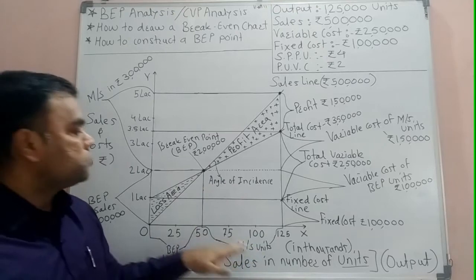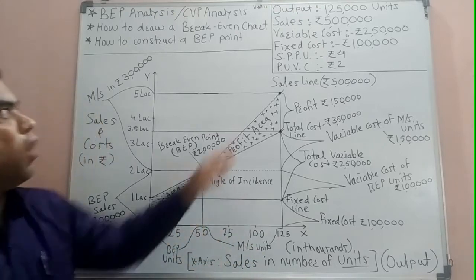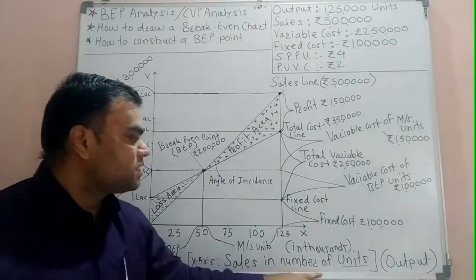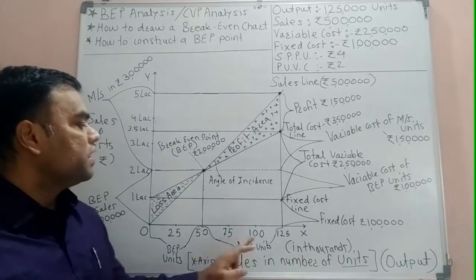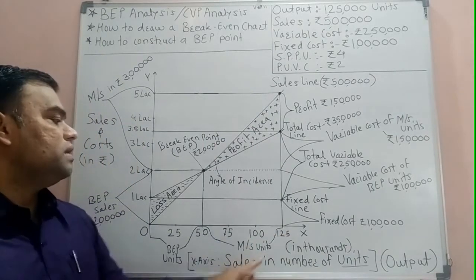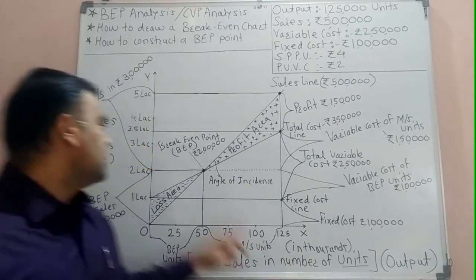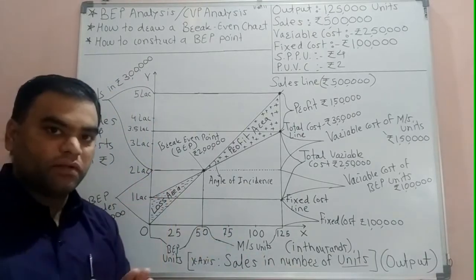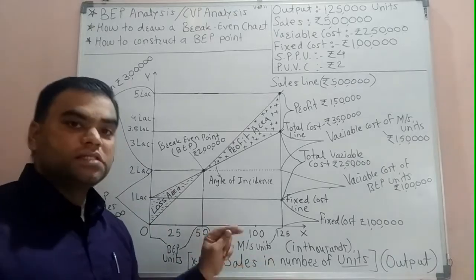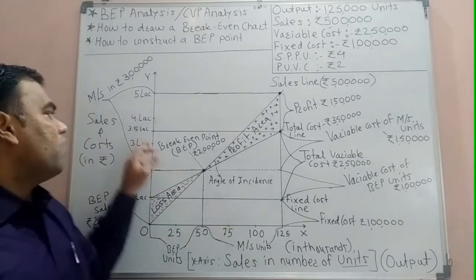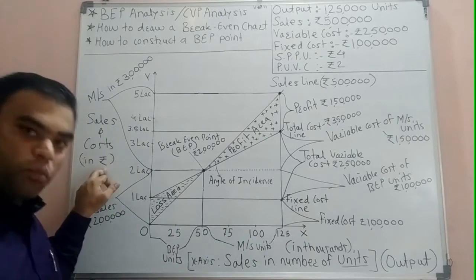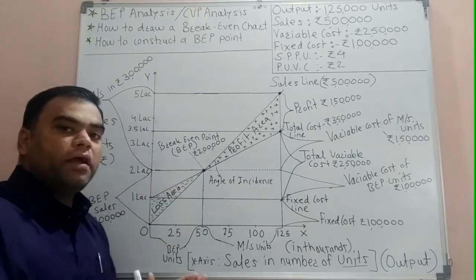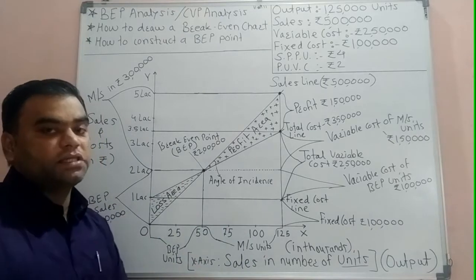And what do we have to show on the x-axis? Output in units, or we can say the number of sales units. On the x-axis we show sales units and on the y-axis we show sales in rupees. That is the difference. Okay, we have decided what to show on the y-axis and what to show on the x-axis.